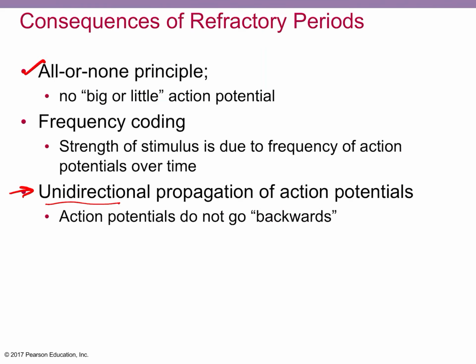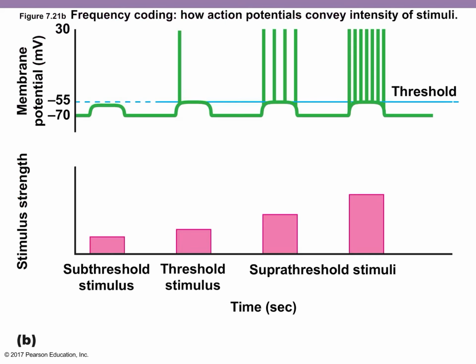And then remember that we have an all or none principle. We don't have a little big action potential. We either have an action potential or we don't. And then the frequency coding, this is where I'm going to answer the question. If action potentials are just all or none events, what is it that can dictate a strong stimulus versus a weak stimulus? How do your cells communicate, oh, this is a really strong, intense stimulus, or this is a very light, barely there stimulus? That's the frequency coding. The strength of the stimulus is due to the frequency of action potentials over time.